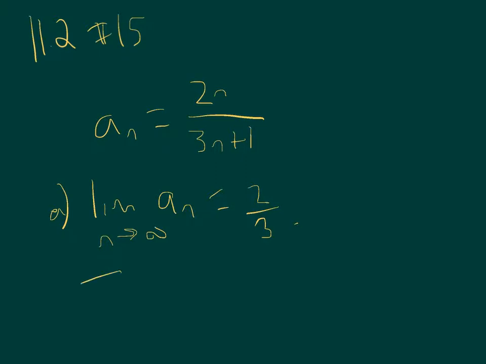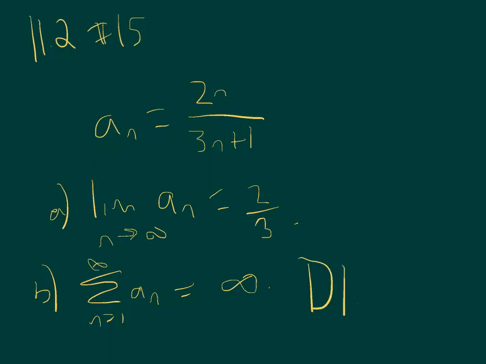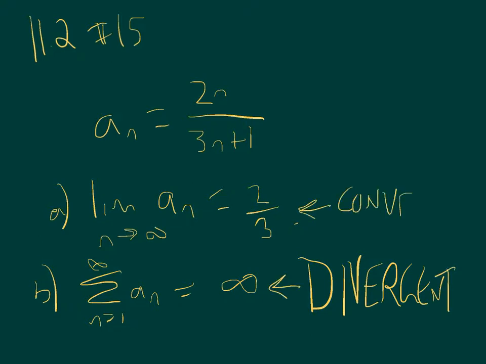But if we think about part B, the sum from n equals 1 to infinity of a sub n. Well, since these terms are going to go to 2/3, eventually you'll be essentially just adding 2/3 plus 2/3 plus 2/3 plus 2/3, or something very close to 2/3. And it doesn't take too much imagination to see that that is going to go off to infinity, that this is a divergent series. The series is divergent, the sequence is convergent.